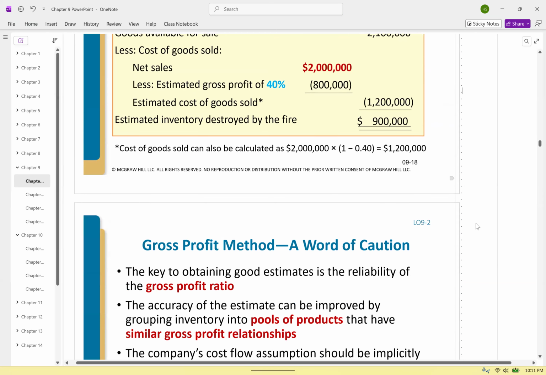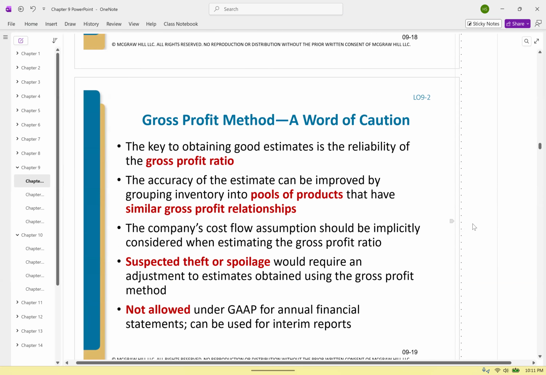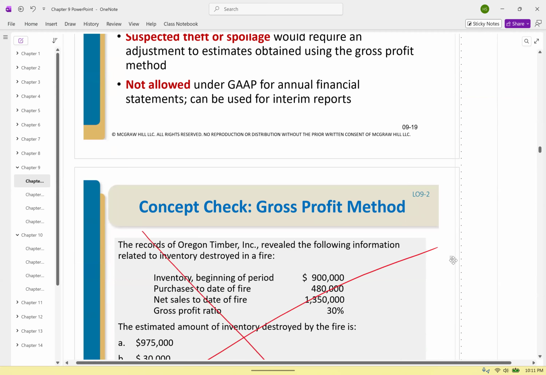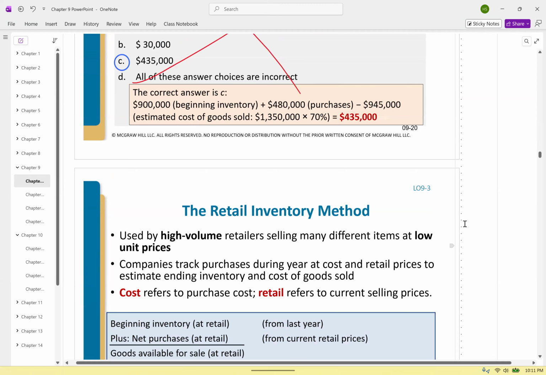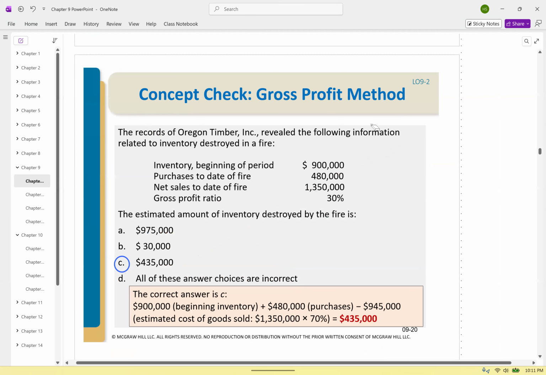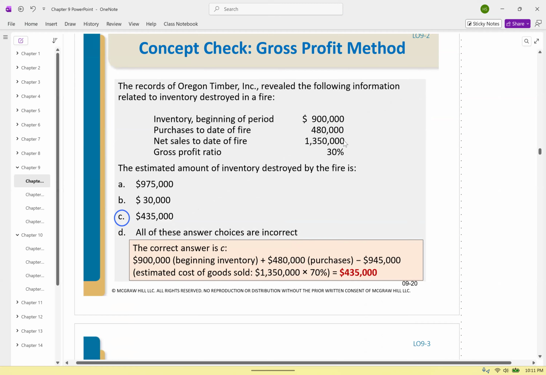So real quick, a key to getting good estimates and the reliability of the gross profit ratio is looking back over past experience and what that was. Some of the things that it may not include could be unsuspected theft or spoilage, and things like that. So I'm skipping those. If you want to pause the video and work that one, I'm fine with that.